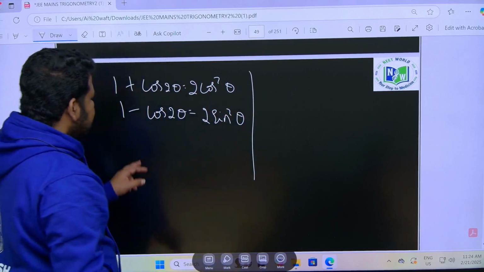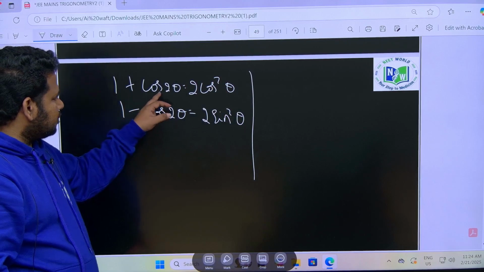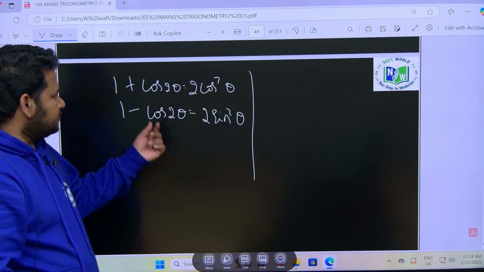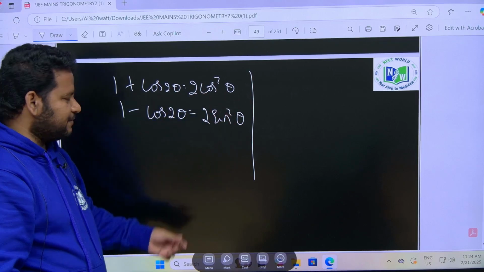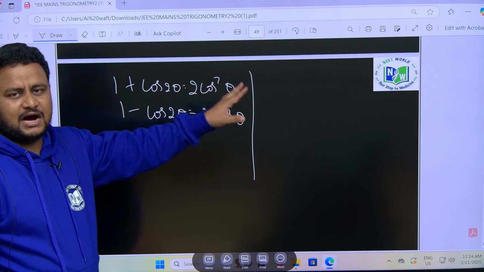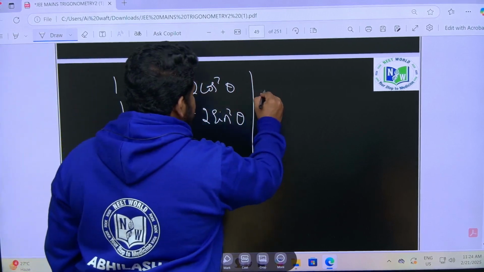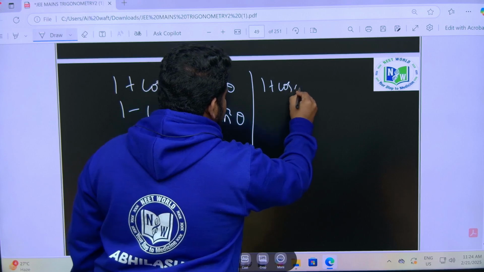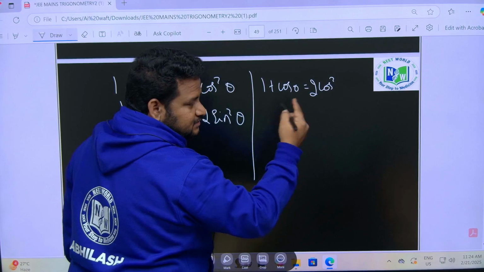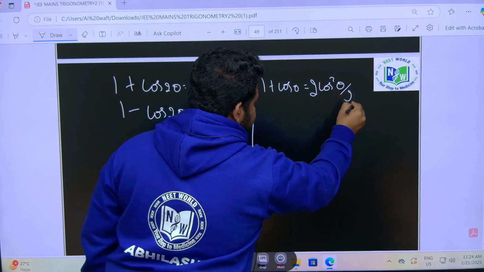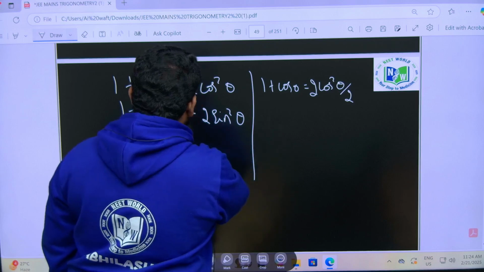Suppose I write, instead of cos 2 theta, only cos theta. Here the 2 apples become a single apple. If I am having only a single apple, that will become half apple. So 1 plus cos theta is equal to 2 cos square, 1 apple becoming half apple, theta by 2.